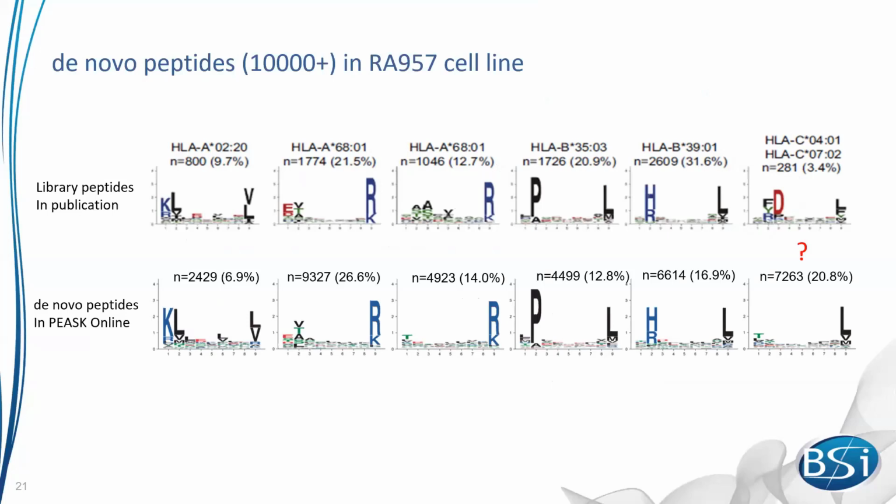Surprisingly, those de novo only peptides have very similar motif deconvolution compared to the ones in the library. They only show slight differences, which also matches similar observations or predictions in many publications. So with this, I hope I can show some results to convince you that the pipeline does improve the peptide identification rate.